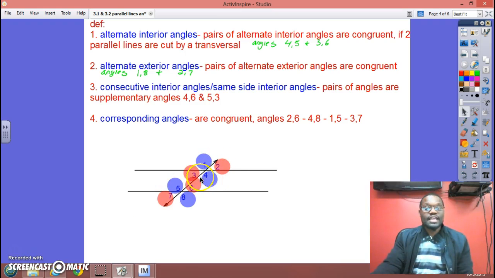But notice the straight angle here. That's a linear pair. 2 and 4 make a linear pair, right? So it should equal 180. 2 and 1 make a linear pair. That should equal 180. 1 and 3, a linear pair. That is 180. Now, 4 and 6, you just have to take the postulate's word, the consecutive interior or same side, that those two add up to be 180.